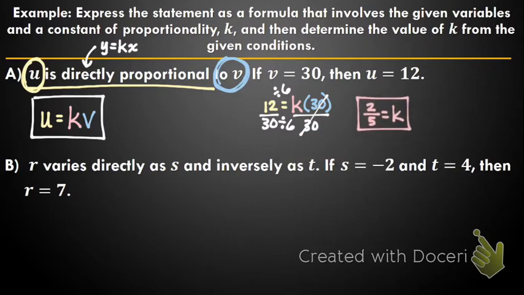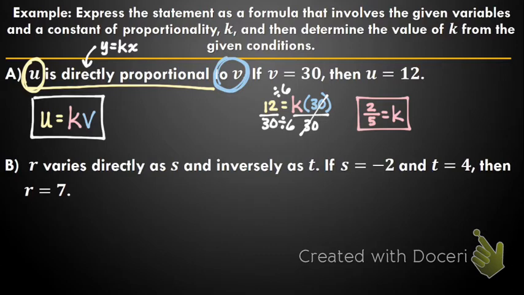First thing I want is the formula. Second thing I want is the value for k. Only the value for k should have numbers. Your formula is not going to have numbers at all, only variables. So far, so good? All right.